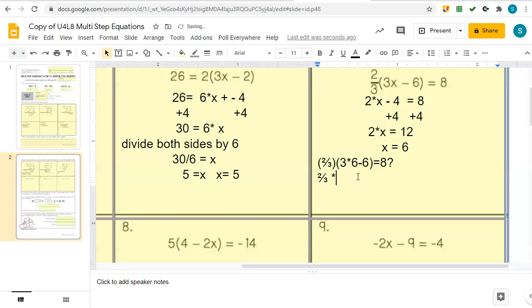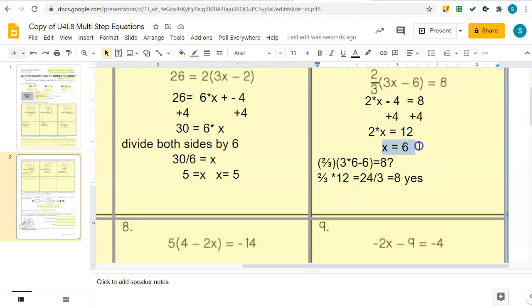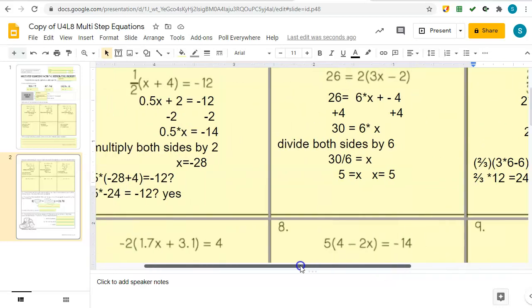Times 18 minus 6 is 12, and that equals 36 over 3, no, 24 over 3, which is, yes, equal to 8. So it is true. So our answer is x equals 6.